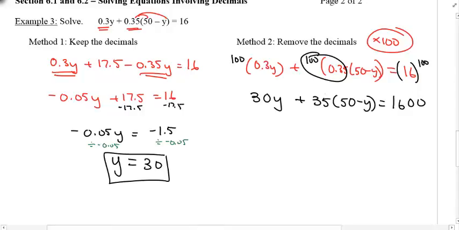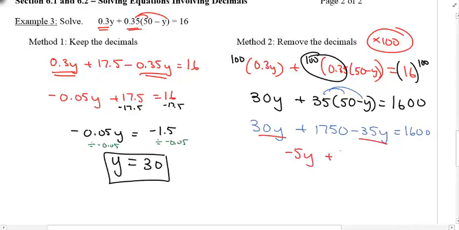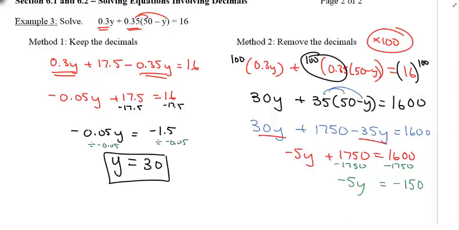Gonna keep distributing. Gonna collect like terms. Isolate the variable. Divide by the coefficient, and voila, y equal to 30.